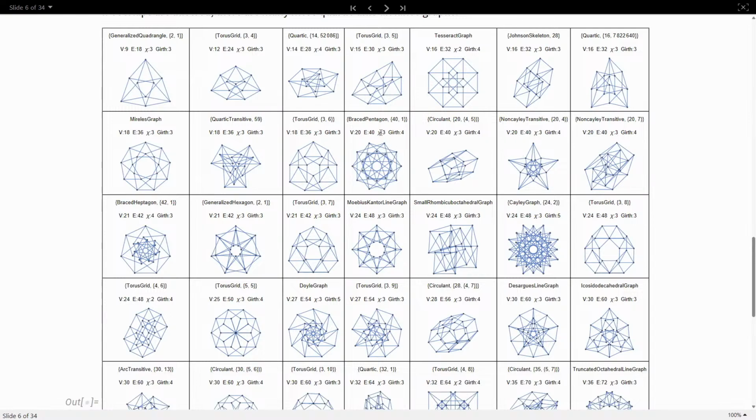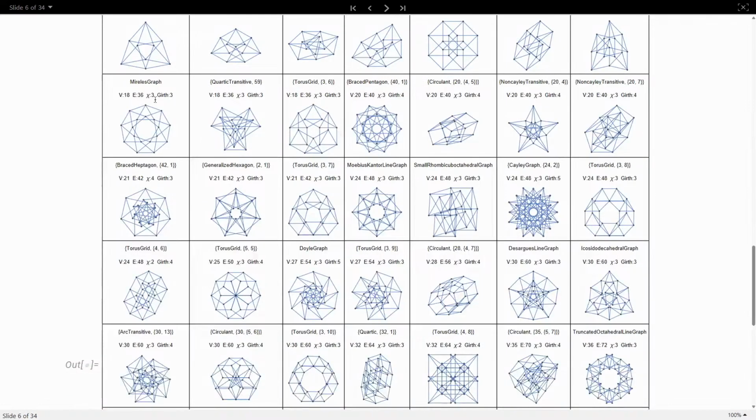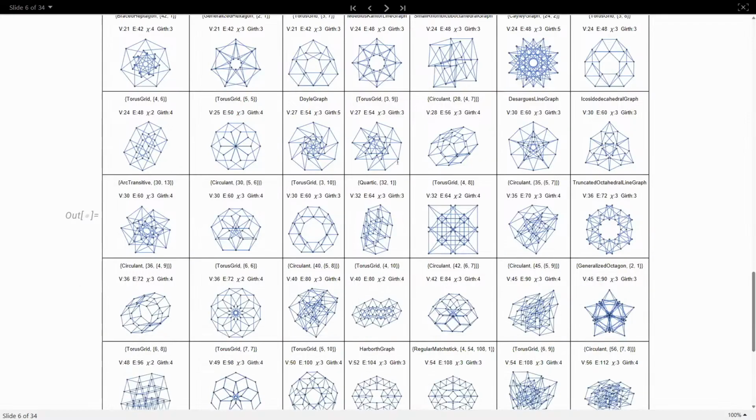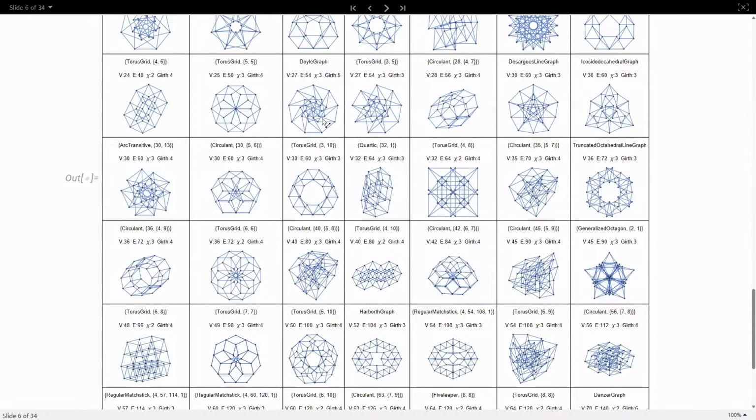Here's a way of bracing the pentagon, which we'll discuss very soon. This here is not a way of bracing the nonagon. This is not a rigid graph here. So some of these are curious graphs with various different properties.